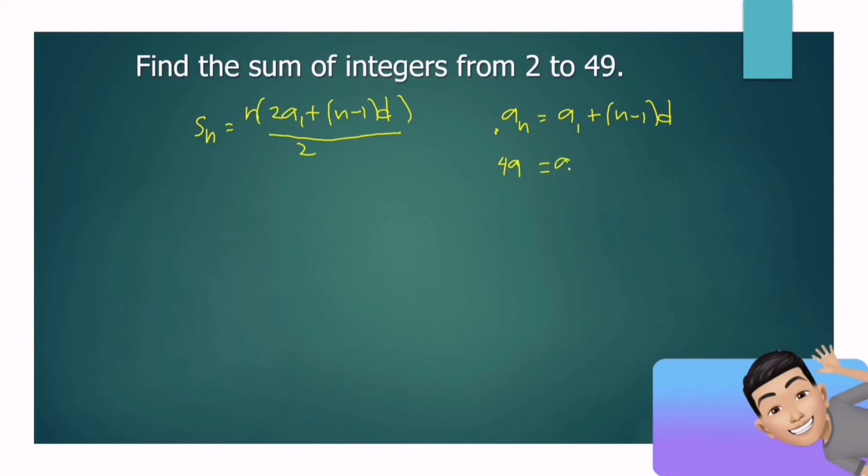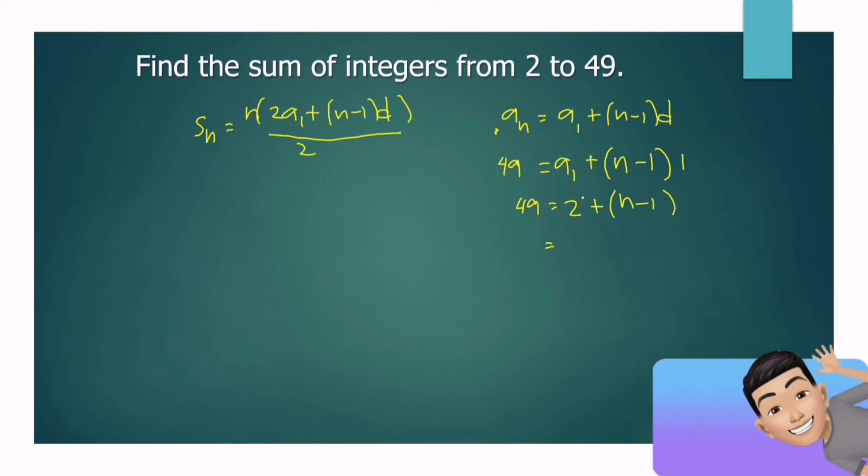49 equals to a sub 1 plus, so kung pang ilan siya, hindi natin alam, minus 1 times, anong common difference? Integer. So, ibig sabihin, 1 lang yung common difference niyan. Kasi yan ay 2 plus 3 plus 4 plus 5 plus 6 plus 7 up to 49. So, 49 equals to, ano yung a sub 1 natin? 2 plus n minus 1 times 1. So, n minus 1 pa rin yun.